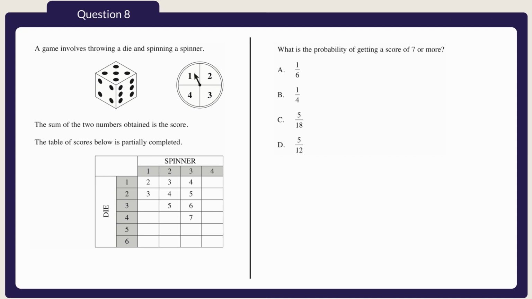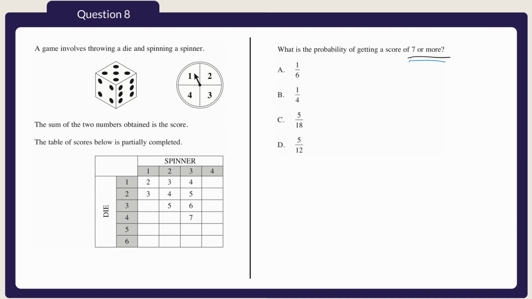The sum of the two numbers obtained is the score. The table shown below is partially completed. As you can see, we've got our die, our numbers for our die, our spinner, our four numbers, and some of the table is completed. The question is, what is the probability of getting a score of 7 or more?